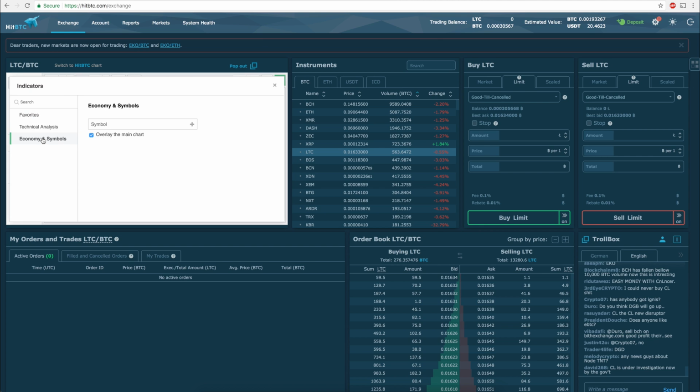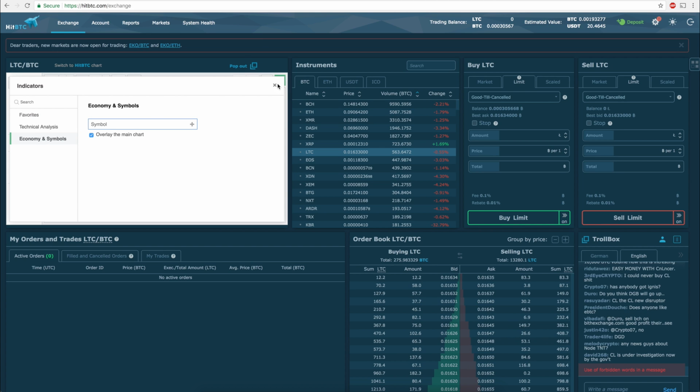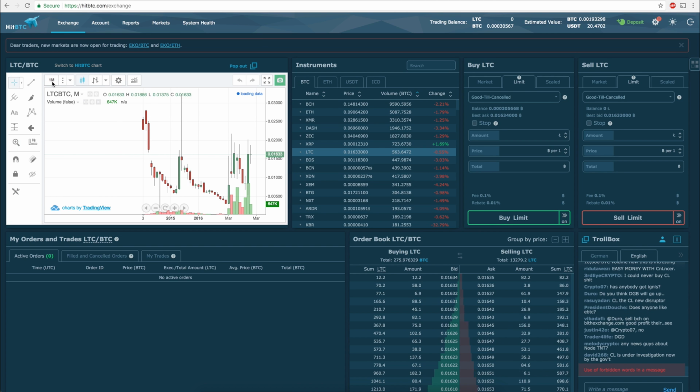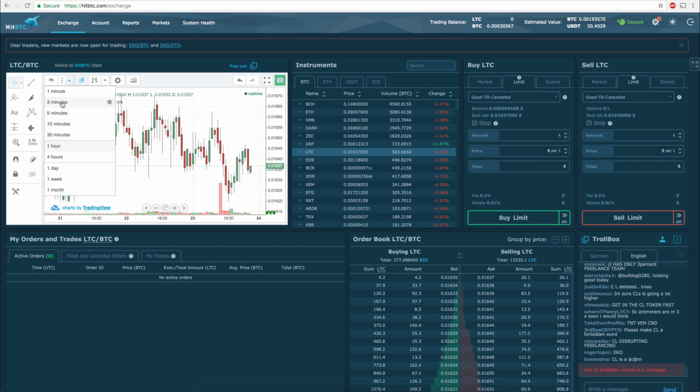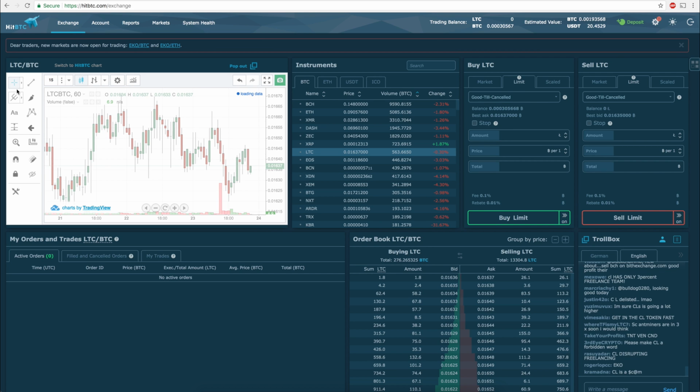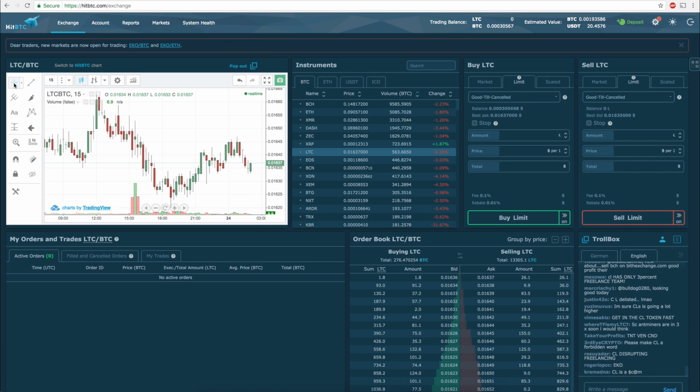There's different economy symbols as well, and as you can see, you can go in here as well. So here you can see all the different increments. Just like in the other chart, you can see the 30 minutes, 15 minutes, 5 minutes, 3 minutes, and 1 minute. And you can switch between these, and here on the left side you have the different tools.